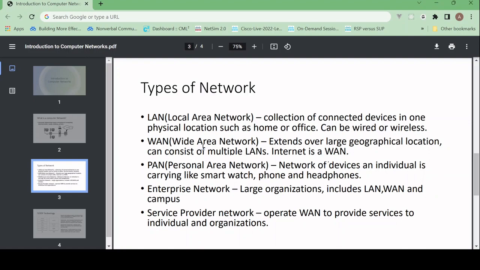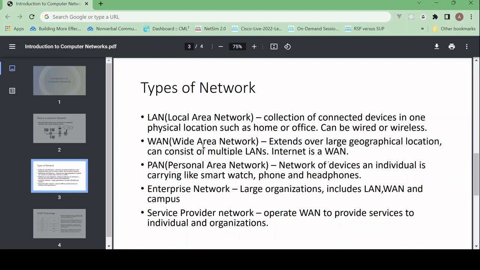What is a wide area network? A wide area network is, you can say, a broader sense of local area network. It does not extend to a single location; it extends to a large geographical location. For example, you can say that the internet is a wide area network. Suppose a company has offices in multiple locations, and they have connected all of these locations with each other. So what does it form? It forms a wide area network.